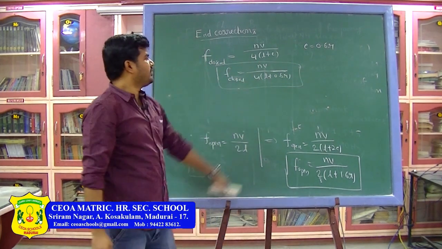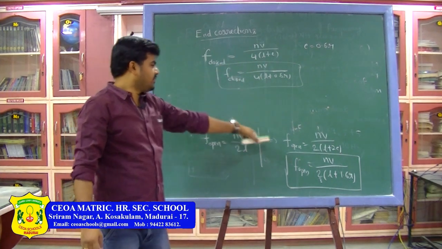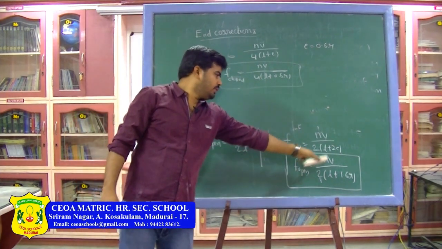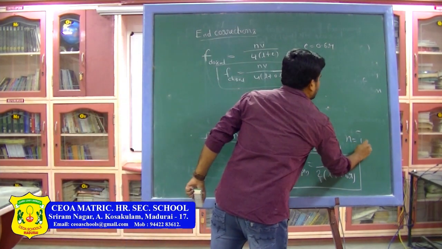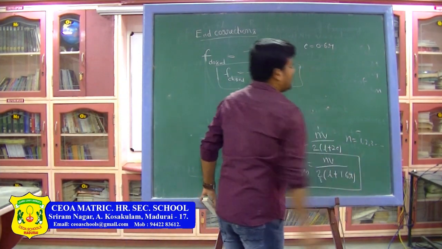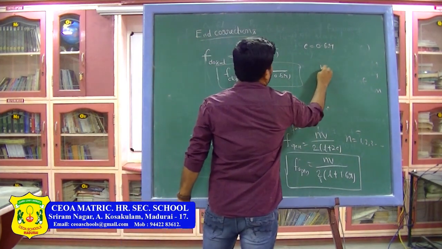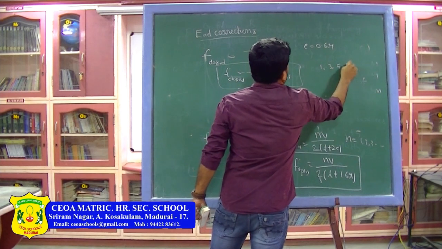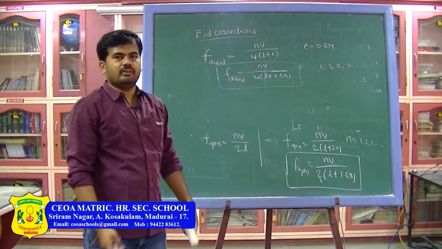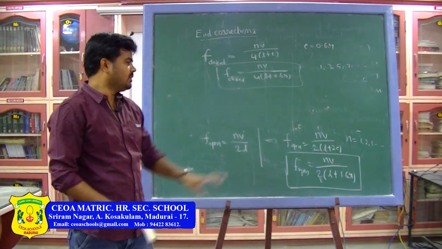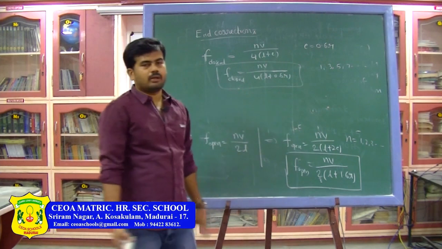This is the formula for calculating frequency. Remember, for an open pipe it is N V by 2 into (L plus 1.2 R), where N is 1, 2, 3 and so on, they are harmonics. But in case of a closed pipe, N value is only odd numbers 1, 3, 5, 7 and so on. So, that is the concept of end correction. So, including end corrections, these are the frequency formulas for open pipe and closed organ pipe.